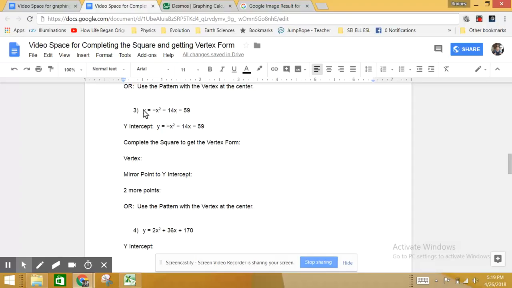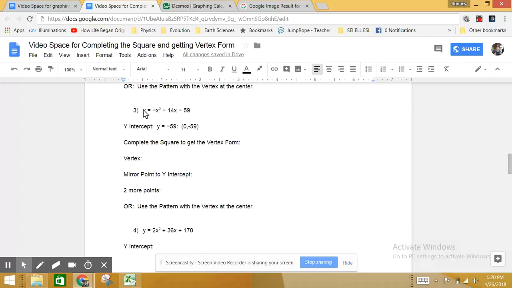Now I have this equation, and the y-intercept is what y is when x is 0. Well, when x is 0, negative x squared is just 0, so I don't care about that. And negative 14x is also 0. So y is negative 59. That's all that's left over after I wiped out all those x's by turning them into zeros, and that wiped out all the x terms as well. So y is negative 59. The y-intercept is at (0, negative 59). We'll come back to that when we're getting the mirror point.